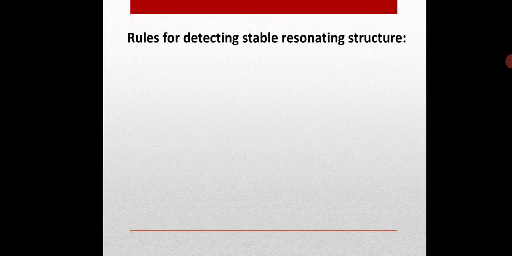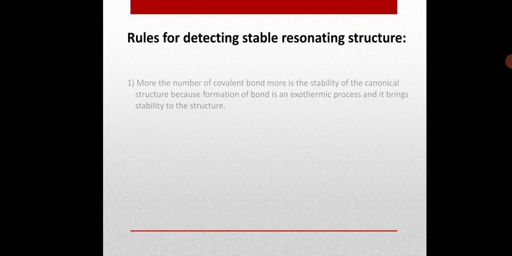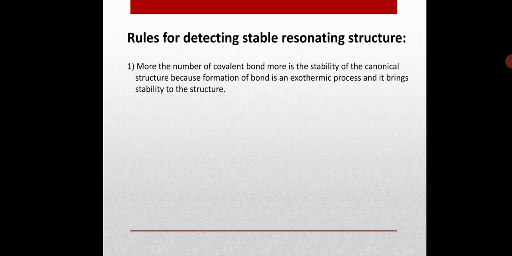These are certain points which we have to remember while drawing the resonance structure and finding out its stability. The first point is, the more the number of covalent bonds, the more is the stability of the resonance structure, because we all know that the formation of a bond is an exothermic process and it brings stability to the structure. The next one is, the more the delocalization, the more is the stability of the structure.